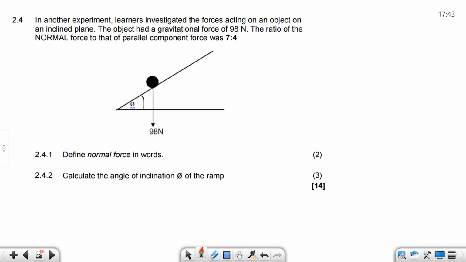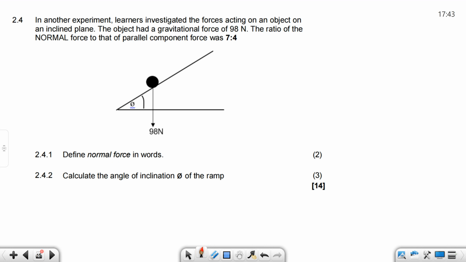I'm sure we can go through that quickly. Force exerted by the surface on the object, and it is perpendicular to the surface. Please get those 2 marks. Can I quickly help us with this one? Calculate the angle of inclination of the ramp. Let's go back.